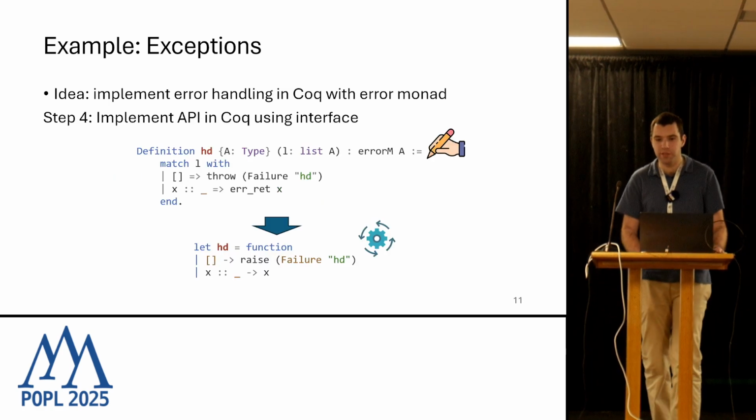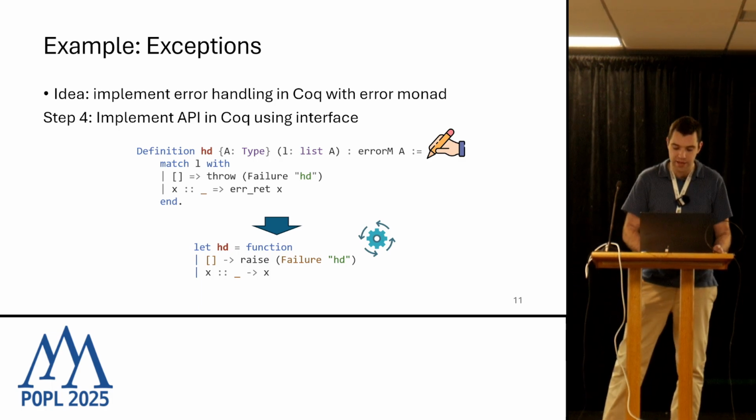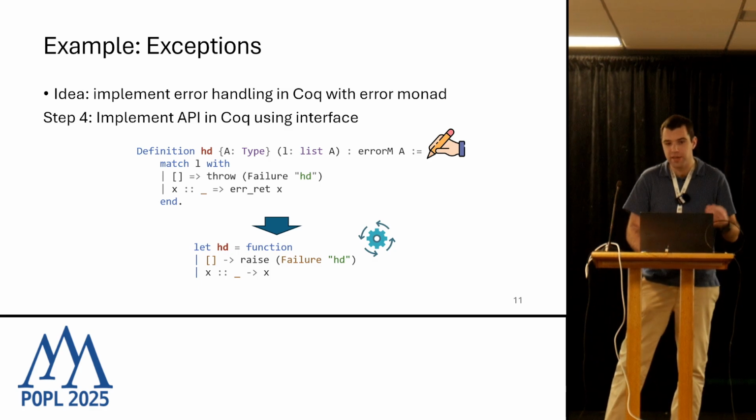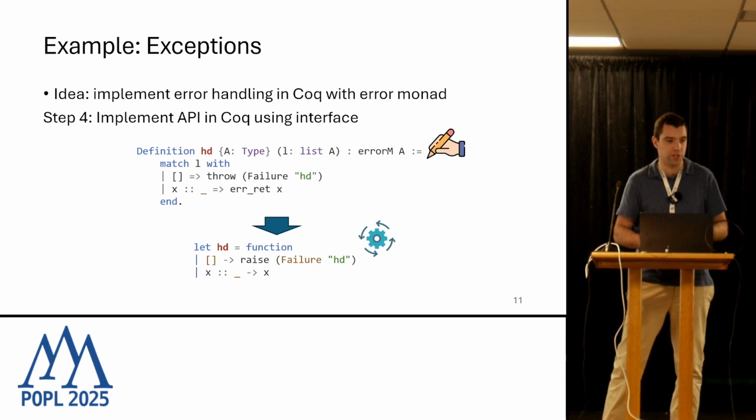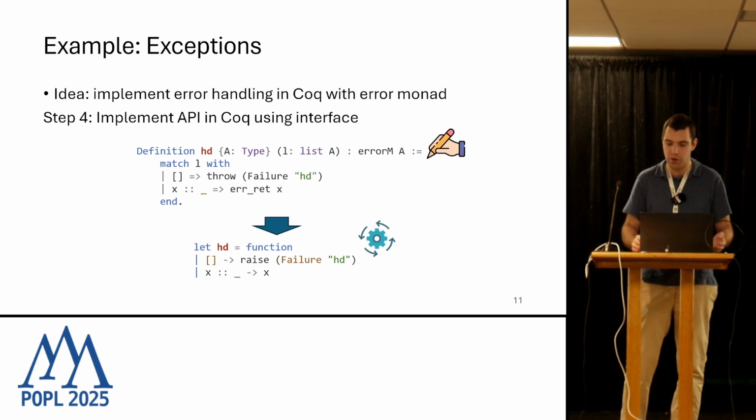And now we can implement a function in Coq that lives in this error monad for the head. So we have a monadic return type. In the case where the list is empty, we have this throw, which again is just giving the error case in the monad. Otherwise, we return. And with this modified extraction, when we turn the crank, we end up with the function in OCaml that we wanted, with the type that we want and the behavior that we want.